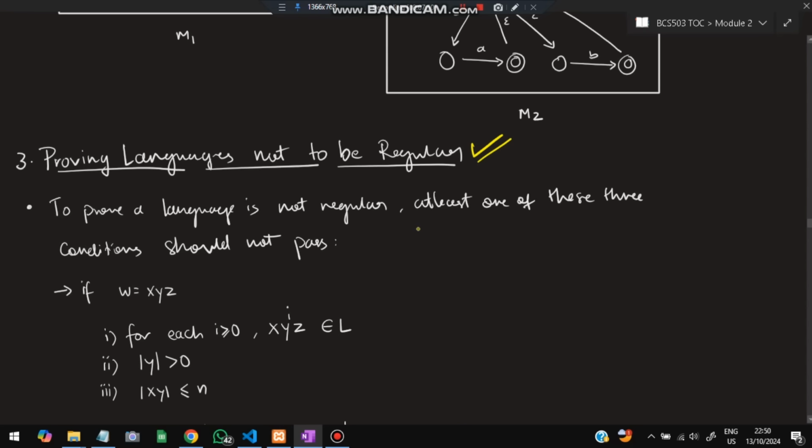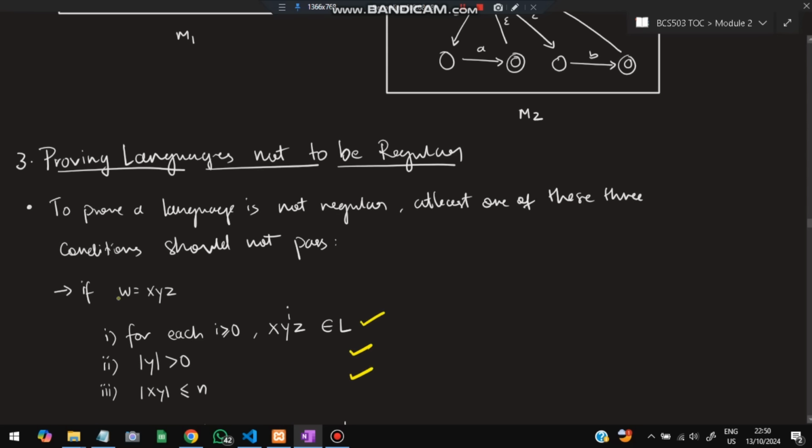How do we prove a language is not regular? We have to prove it. To prove a language is not regular, at least one of these three conditions should not pass. There are three conditions, and even if one of them does not pass, it means that the language is not regular. So our aim is to make any of these conditions fail.